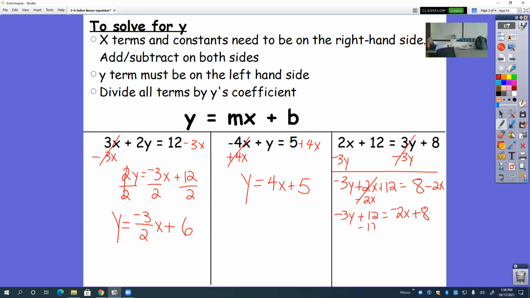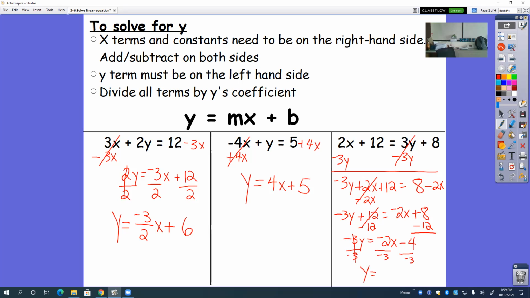Then I'm going to subtract 12 from both sides. Leaves me with negative 3y equals negative 2x, 8 minus 12 would be negative 4. And lastly, I want to divide everything by negative 3. So our equation, and I would leave it just like that.